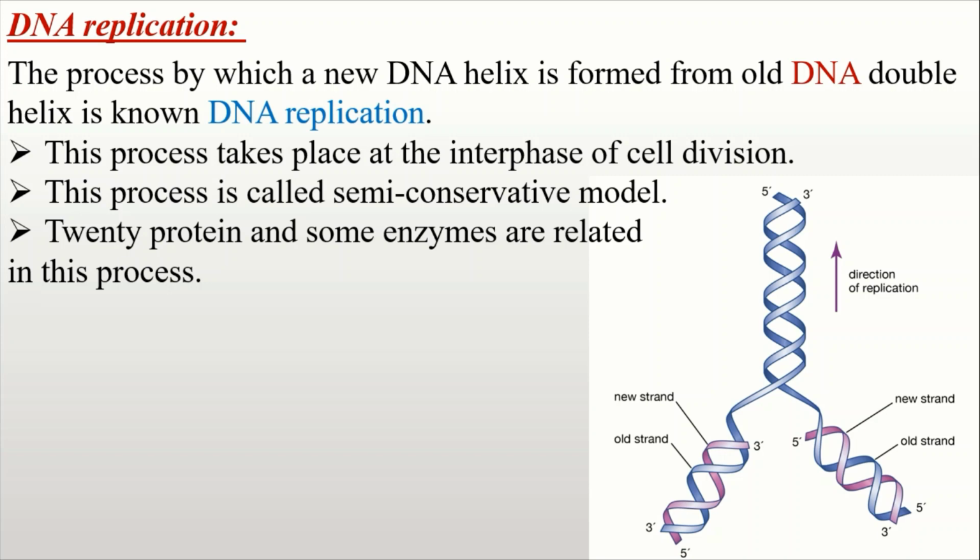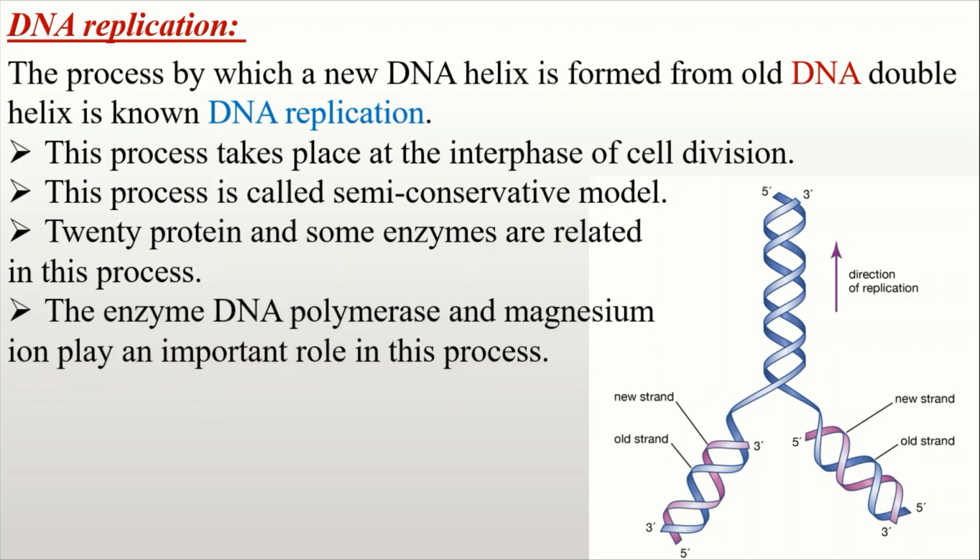At first, the hydrogen bond between two nitrogenous bases breaks down, thus the double helix DNA unwinds to form a single strand. Here is the single strand. Now, each single strand is used as a template on which a complementary helix is formed. The materials of the new DNA helix are available in the protoplasm of the cell. The enzyme DNA polymerase and magnesium ion play an important role in this process.